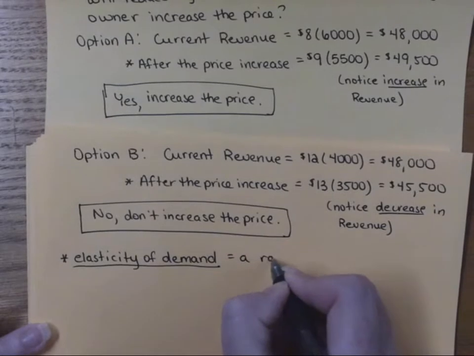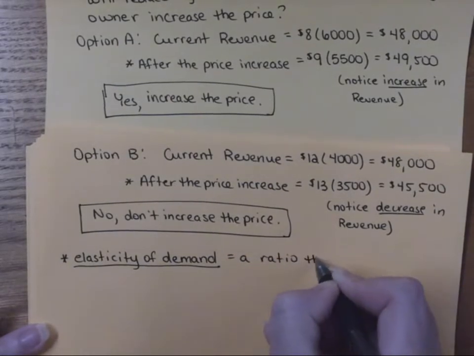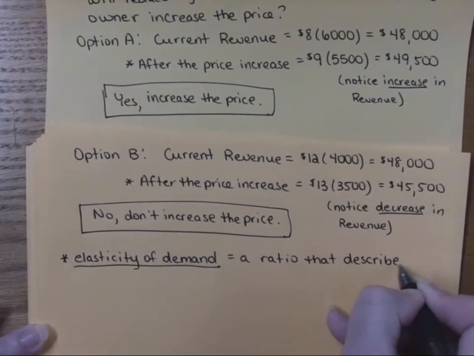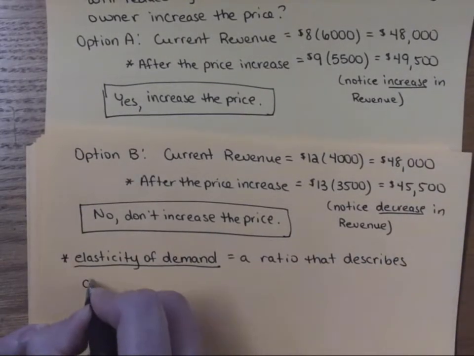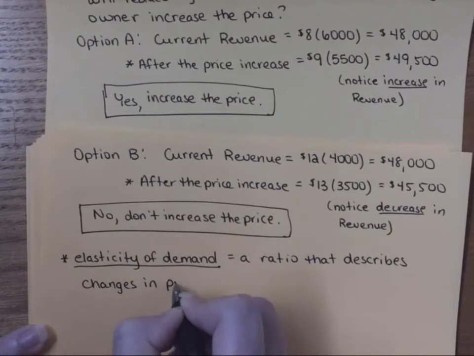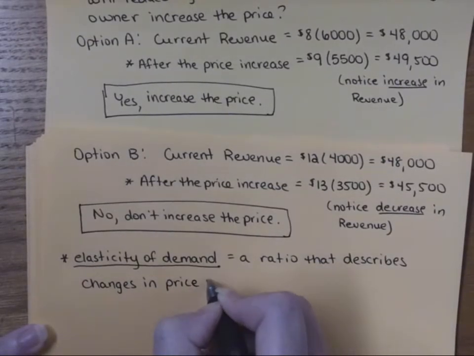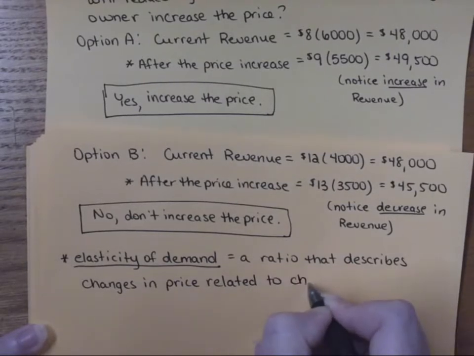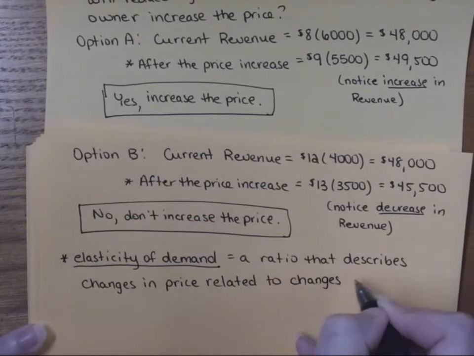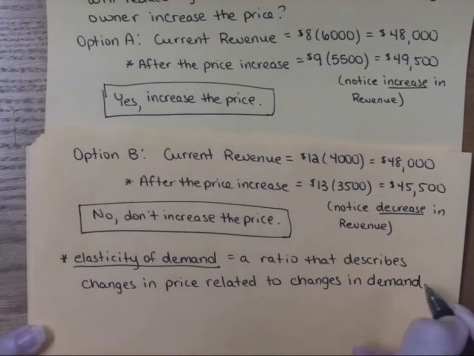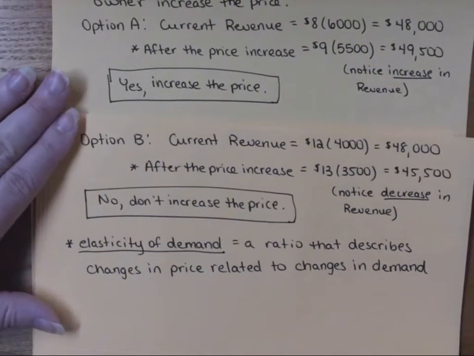It's a ratio that describes changes in price related to changes in demand. Okay, so how flexible are we in what we charge for something?